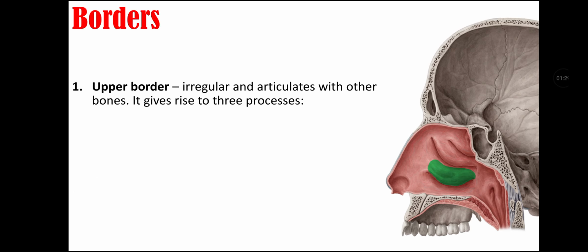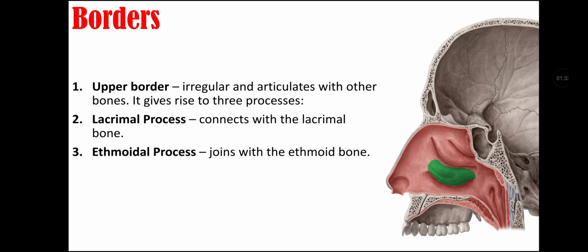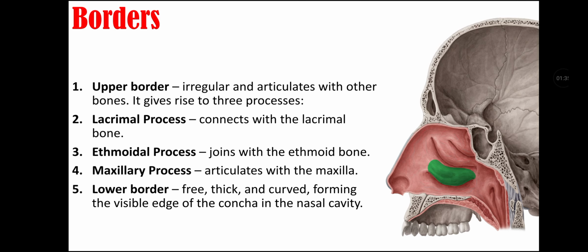Borders of inferior nasal concha. It has upper border, lacrimal process, then it has ethmoidal process, maxillary process, and then it has lower border. Upper border of inferior nasal concha is irregular and it articulates with other bones. It gives rise to three processes that include lateral process, ethmoid process, and maxillary process. Then there is lower border that is free, thick, and curved, and it forms the visible edge of concha in the nasal cavity.